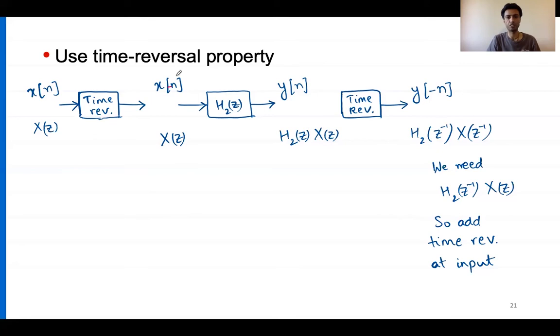So this becomes x of minus n. So this becomes x of z inverse, right? So then again here also we get x of z inverse, and here also I get x of z inverse, right? And this cancels out the inverses. So what I get is H2 of z inverse times x of z. This is what I wanted, right?